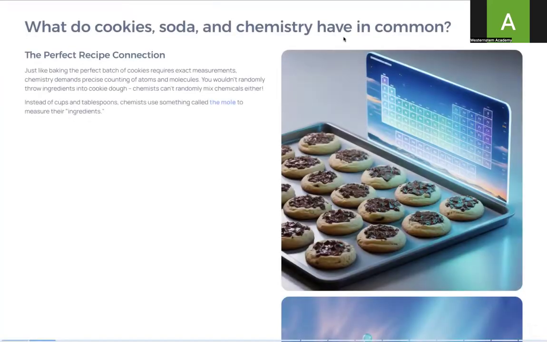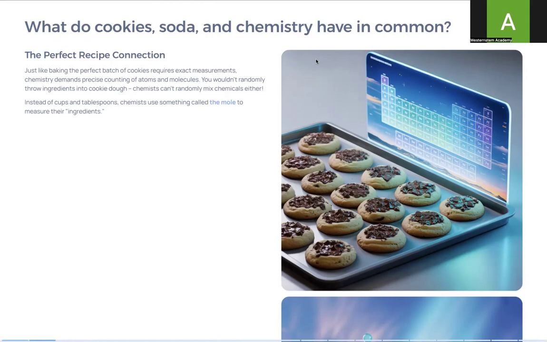All right. Now, question for you. What do cookies, soda, and chemistry have in common? The perfect recipe connection. Just like baking the perfect batch of cookies, have you ever baked before? Just like baking the perfect batch of cookies requires exact measurements, chemistry demands precise counting of atoms and molecules. You wouldn't randomly throw ingredients into a cookie dough, although some of us do, right? Chemists can't randomly mix chemicals either. You have to know what amount you need, right?